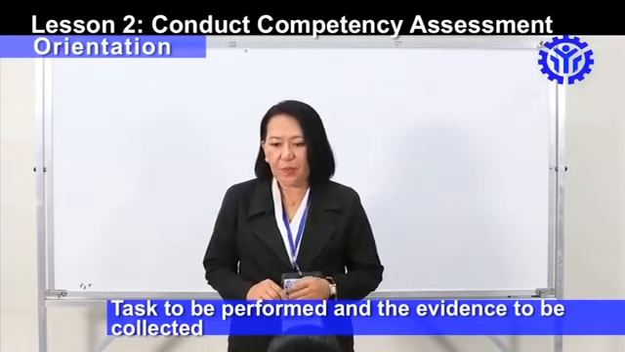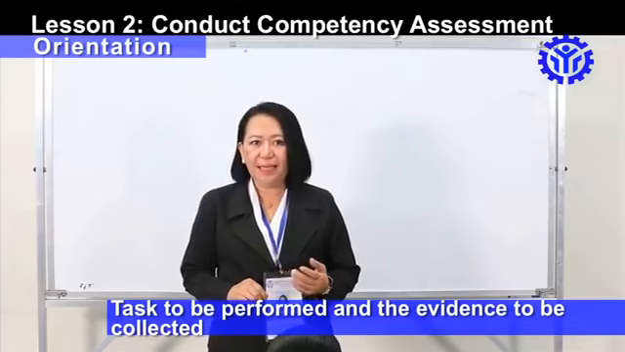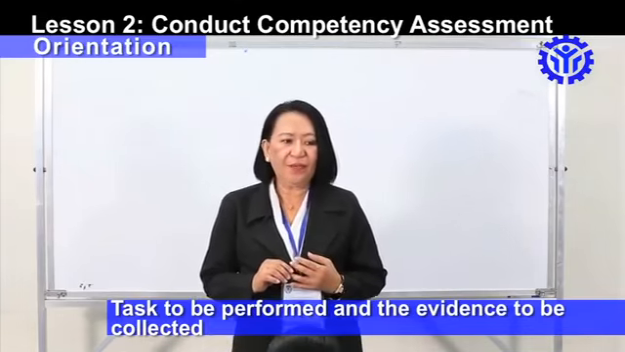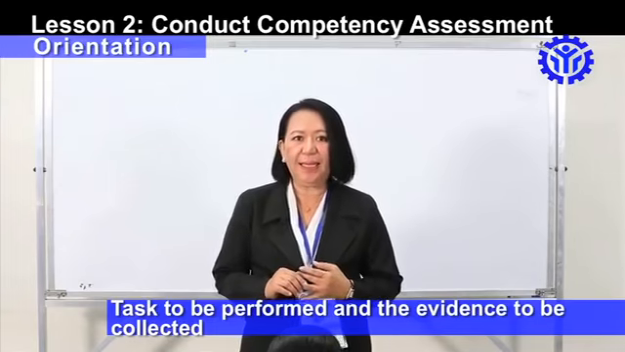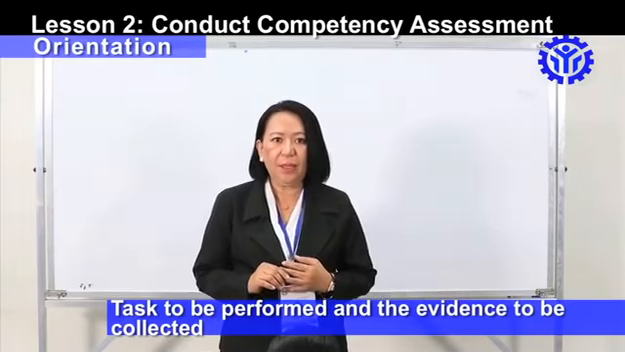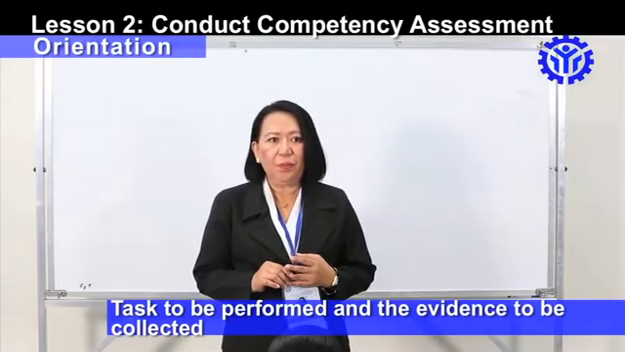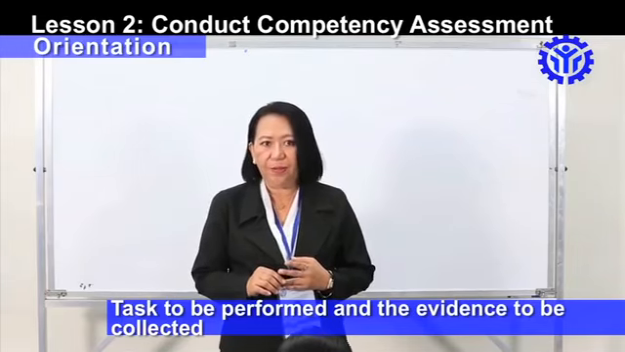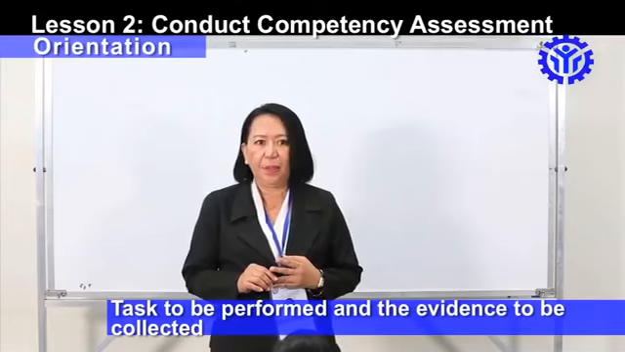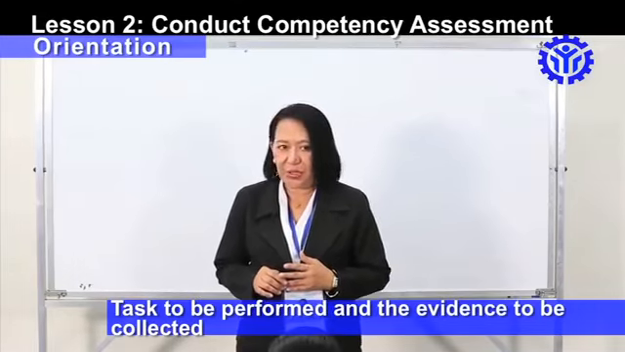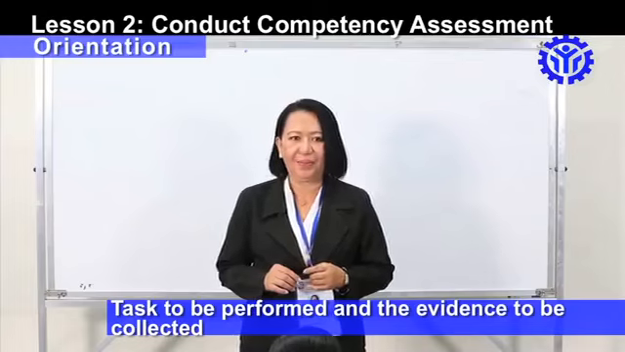Tasks to be performed and the evidence to be collected. The different tasks to be performed for our Housekeeping NC2 assessment are the following: making up bed, valet servicing such as shoe polishing and packing of guest clothes, laundering linen and guest clothes, and the proper use of tools, materials, and equipment for cleaning the premises. We will collect evidences through demonstration, oral questioning, and written tests.